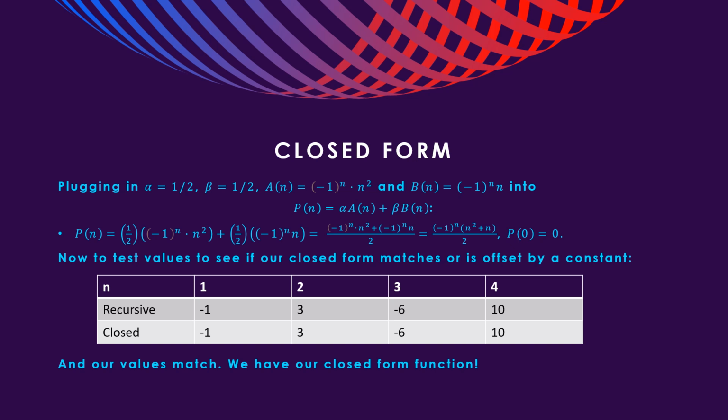Now, that should be our closed form function. And to test the values here and make sure that it's not offset by some constant k, we just plug in values, in this case 1 through 4, for our recursive function s of n and our closed form function p of n, and we can see our values match.